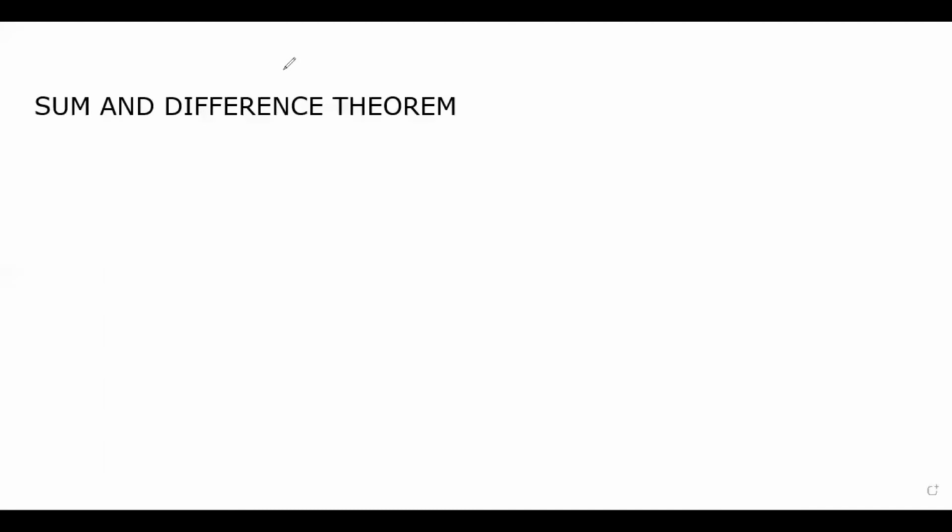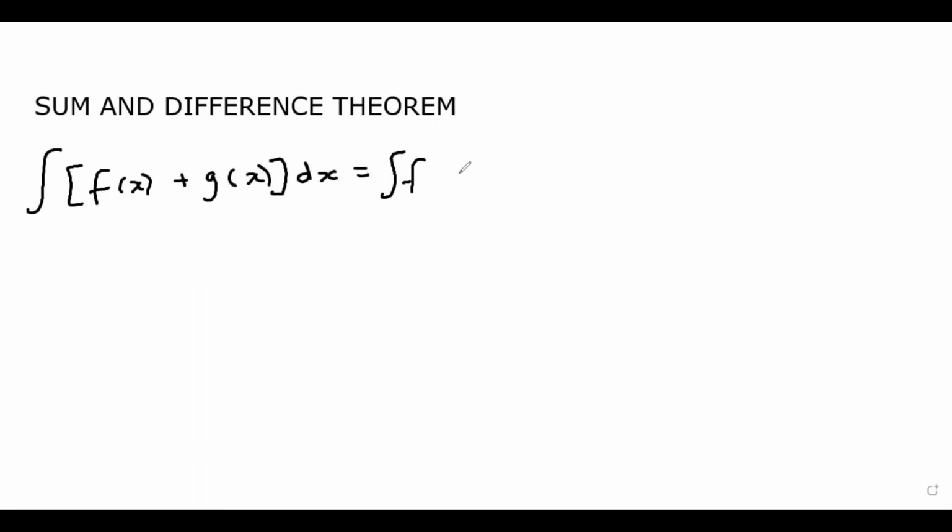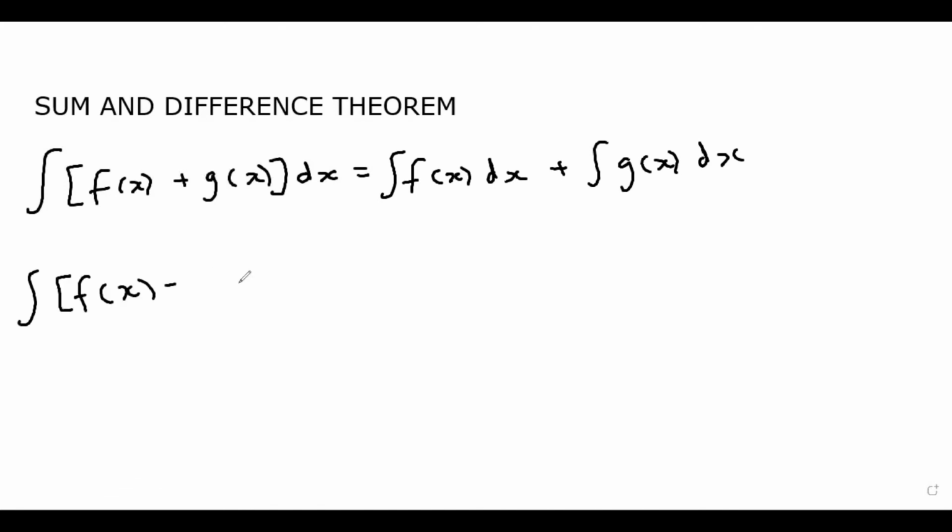All right, so now we're going to be doing the sum and difference theorem. For example, if we have the integral of f of x plus g of x dx, the integral sign is distributed over all terms. So we have the integral of f of x dx plus the integral of g of x dx. And the same thing applies if you're subtracting. So we'd have the integral of f of x dx minus the integral of g of x dx.